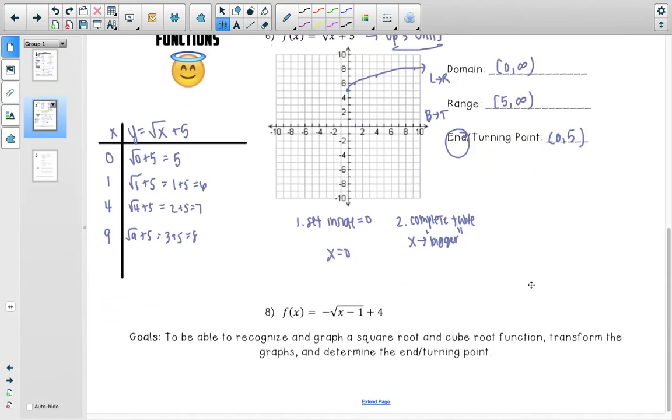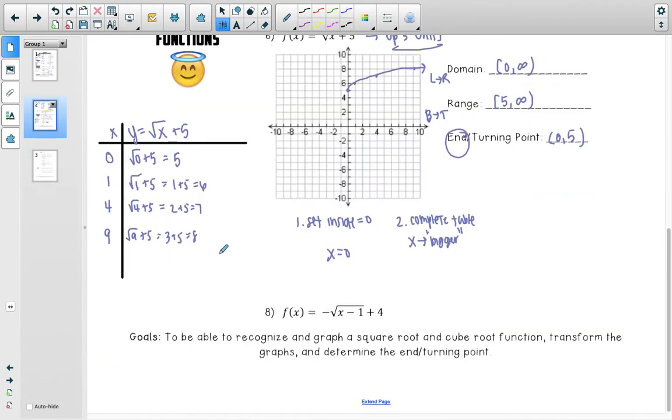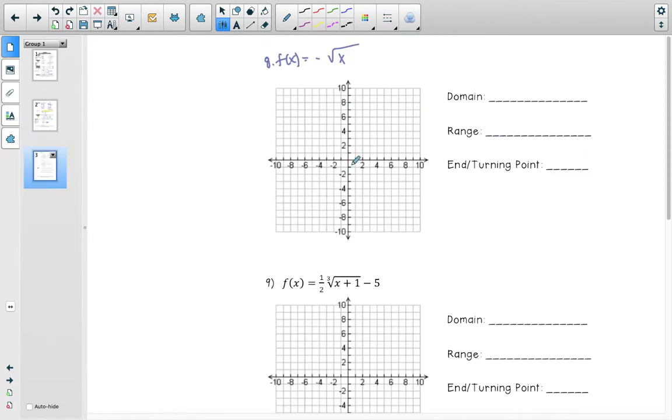Okay, so we need to move this function over here, which means I'm just going to have to memorize it. So go into the next page. Example 8 is f of x equals negative the square root of x minus 1, plus 4. All right, first step, set inside equal to 0. So the inside is x minus 1, set it equal to 0, and you get 1.